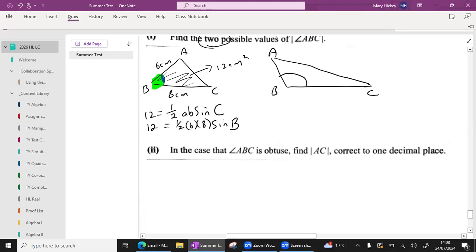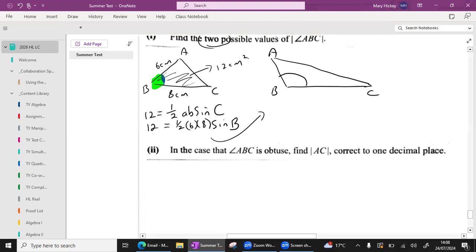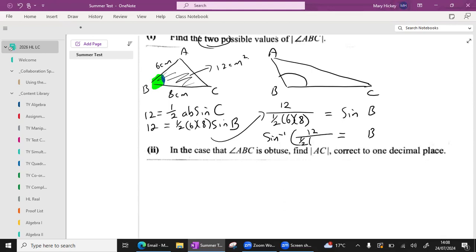So we fill in B for the moment, or you can call it X, whatever you like. But the key thing we need to do is move everything to the other side. So we're going to do 12 over the rest, and then take the sine inverse of this. After we do that, we put it into our calculator and we get 30. So we've discovered that a possibility is that the angle is 30.